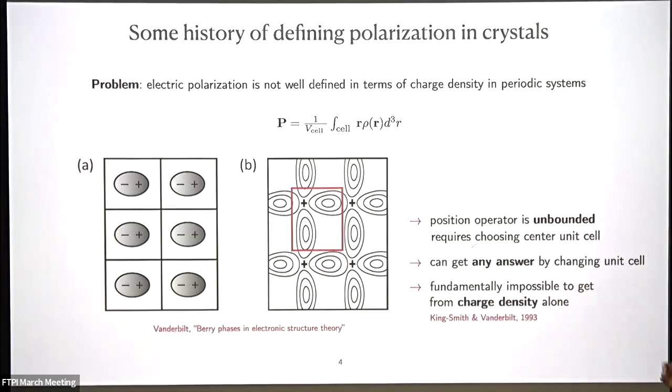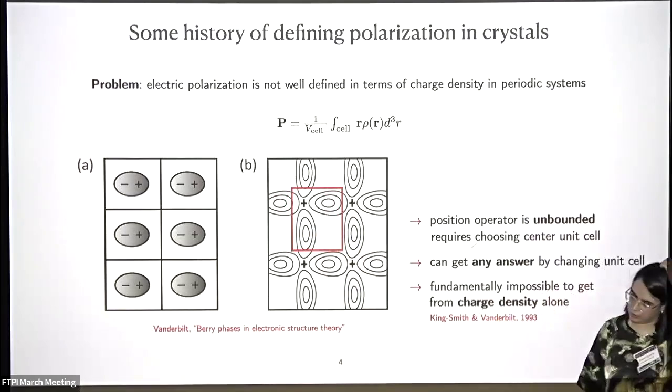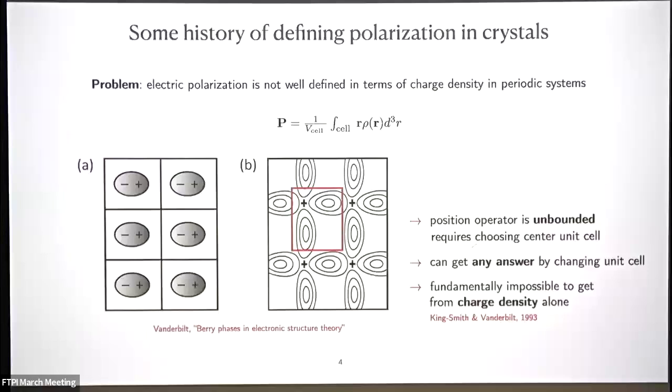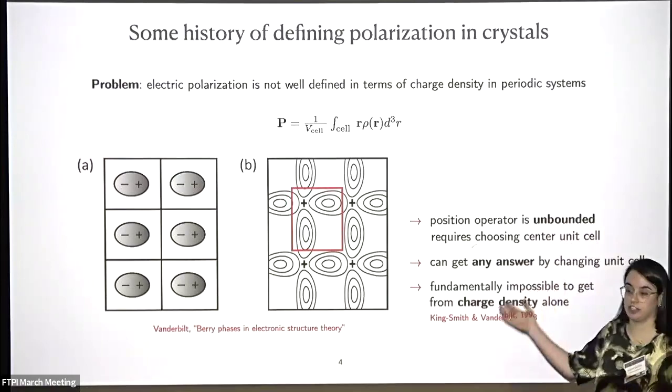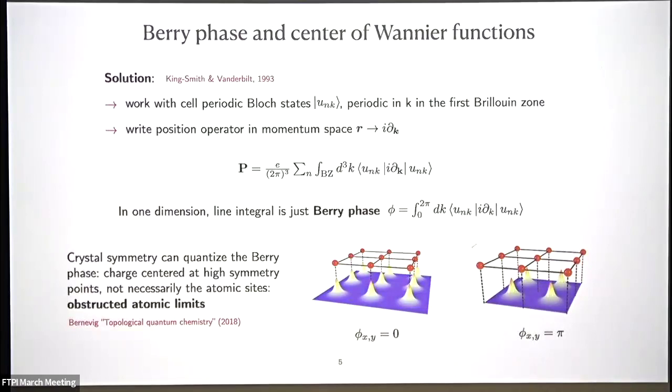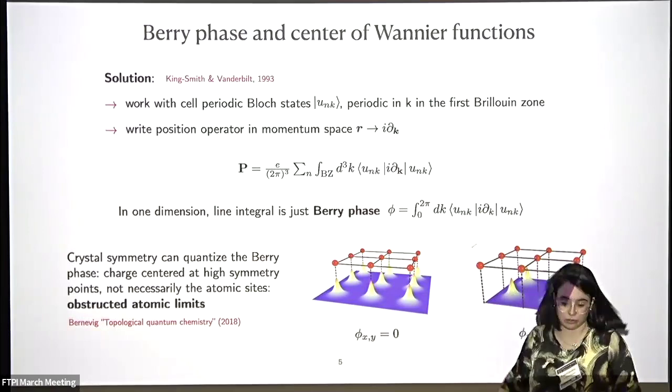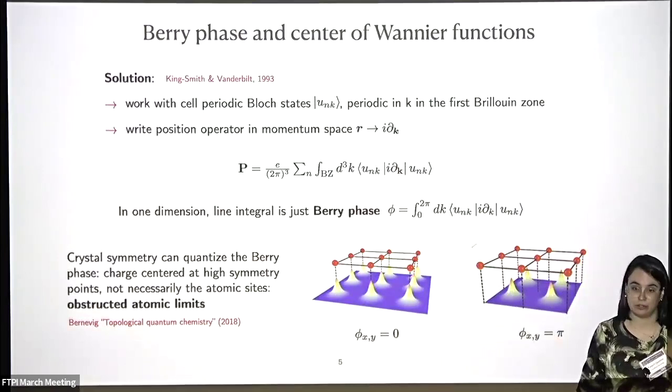And this is really a fundamental insight that King-Smith and Vanderbilt had, which is that it's impossible, even in principle, to define the charge polarization in terms of the charge density alone. You really care about wave function phases. So the solution was to rewrite all of this in terms of cell-periodic Bloch states, the u's, and then write the position operator as a derivative with respect to the crystal momentum.